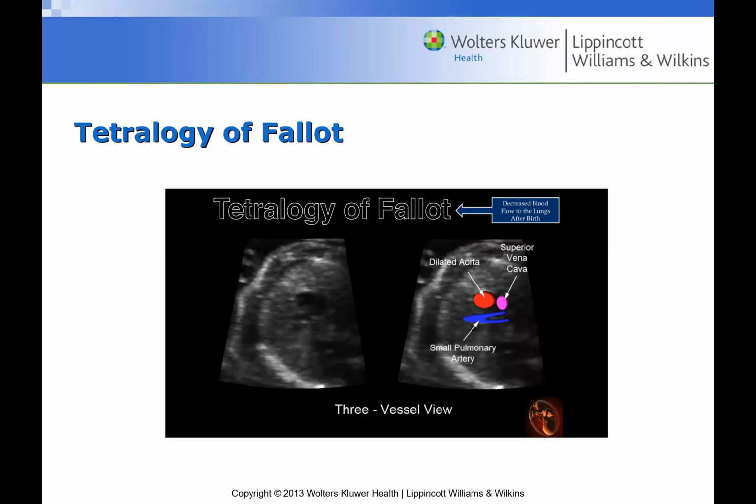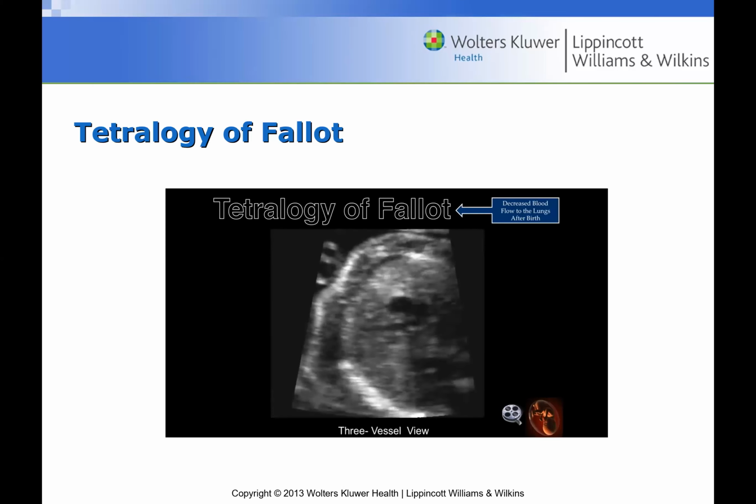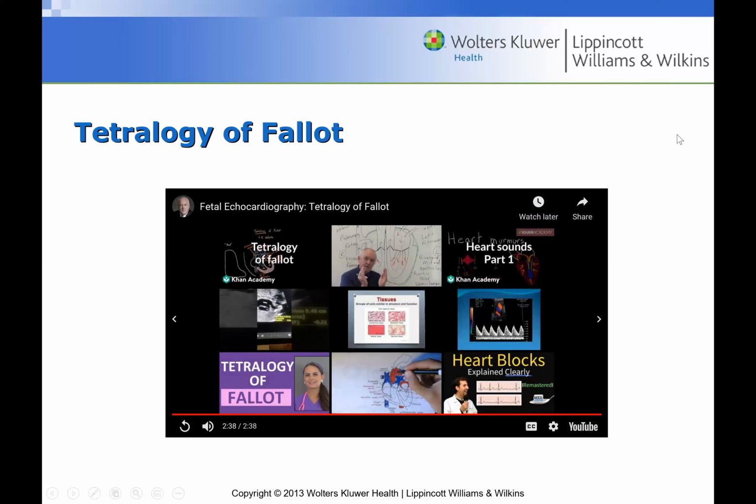This view is obtained in the transverse plane just cephalad to the 4-chamber and 5-chamber views previously described. This is the 3-vessel view, which demonstrates the small pulmonary artery lying perpendicular to the large aorta seen in cross-section. The superior vena cava is also observed in cross-section adjacent to the aorta. This clip illustrates the dilated aorta with a smaller pulmonary artery lying beneath it. All right. Again, you just need to be aware. It'll come easier to you. Don't get scared.